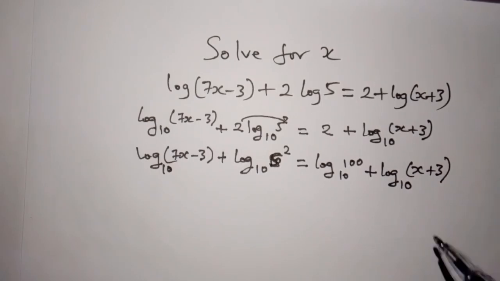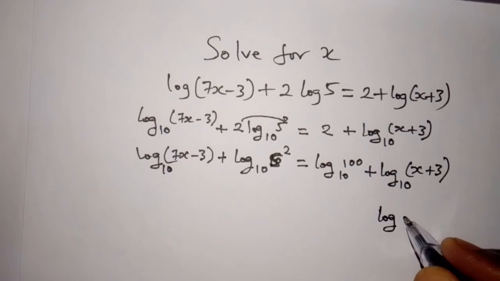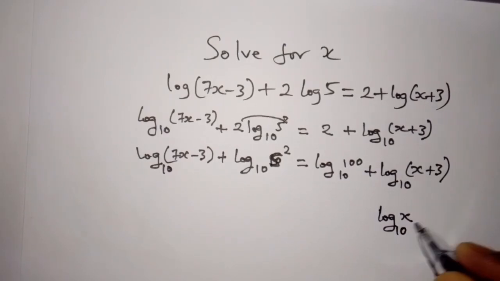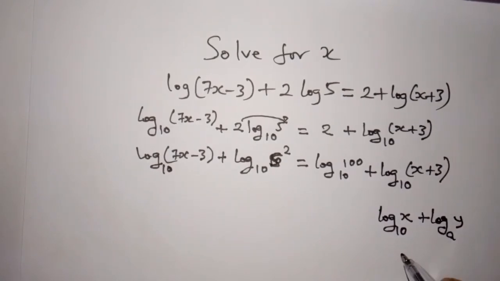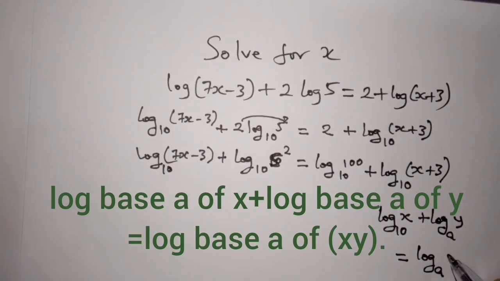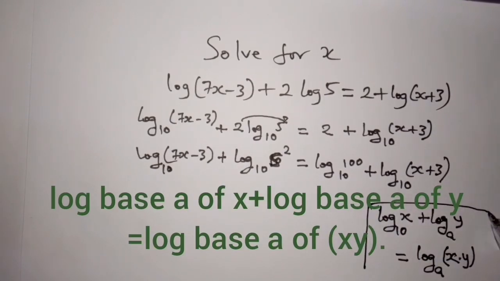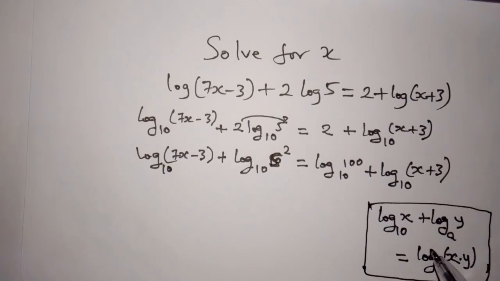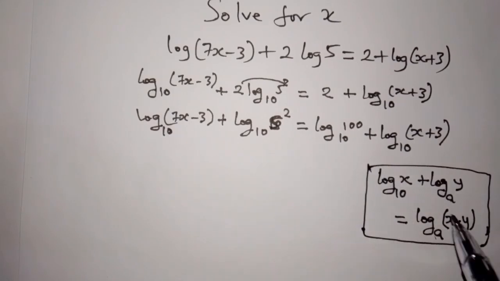The property is: when we are given log base a of x plus log base a of y, this is going to give us log base a of x times y. So we want to apply this property of log to solve this expression. So this is plus here, this is plus here, and this is plus here.